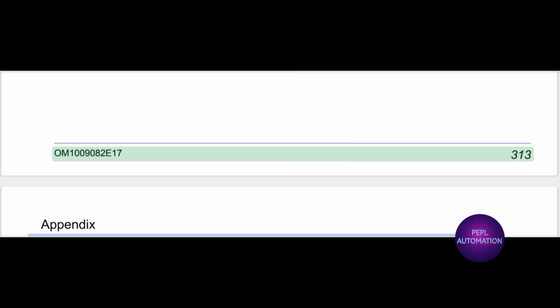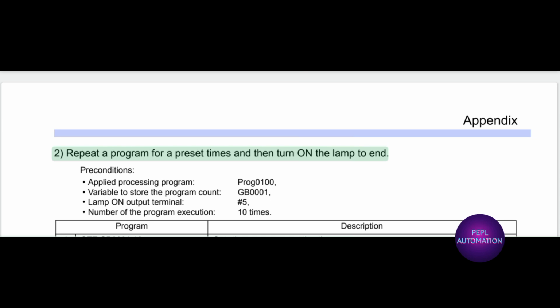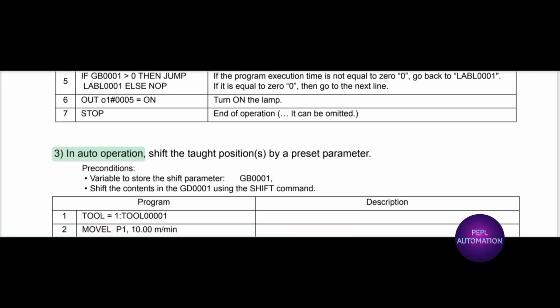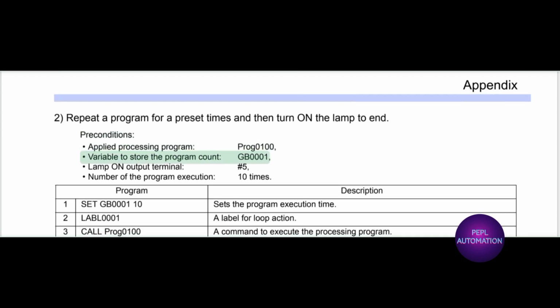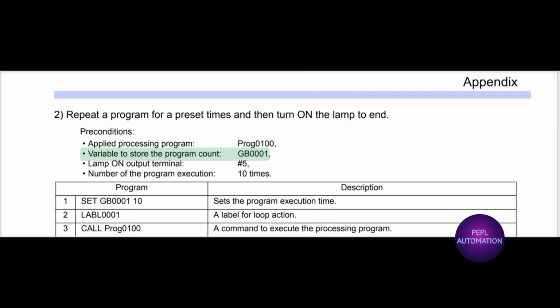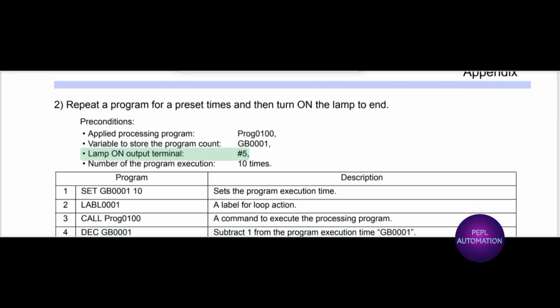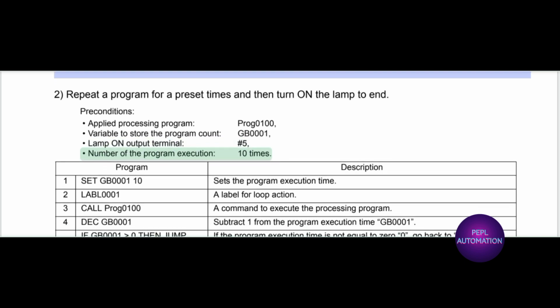2. Repeat a program for a preset number of times and then turn on the lamp to end. 3. In auto operation, shift the torch positions by a preset parameter. Preconditions. Applied processing program, prog 0100. Variable to store the program count, GB0001. Lamp on output terminal, number 5. Number of program executions, 10 times.